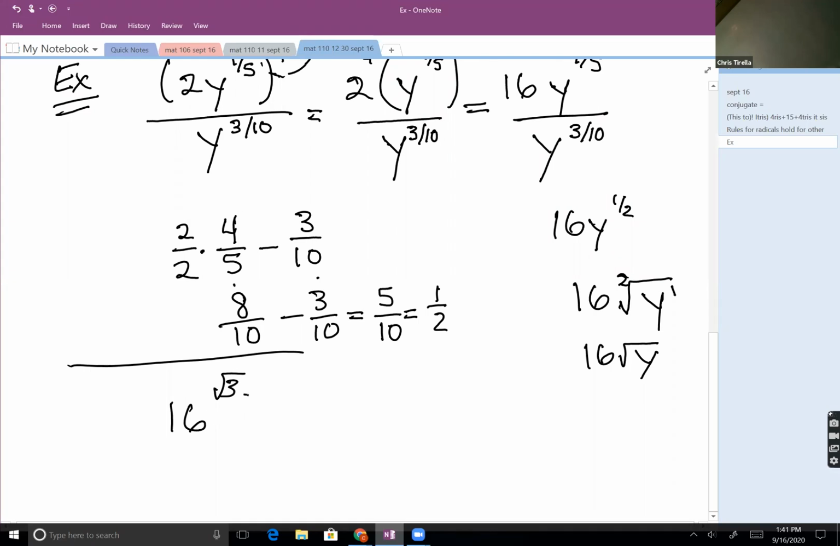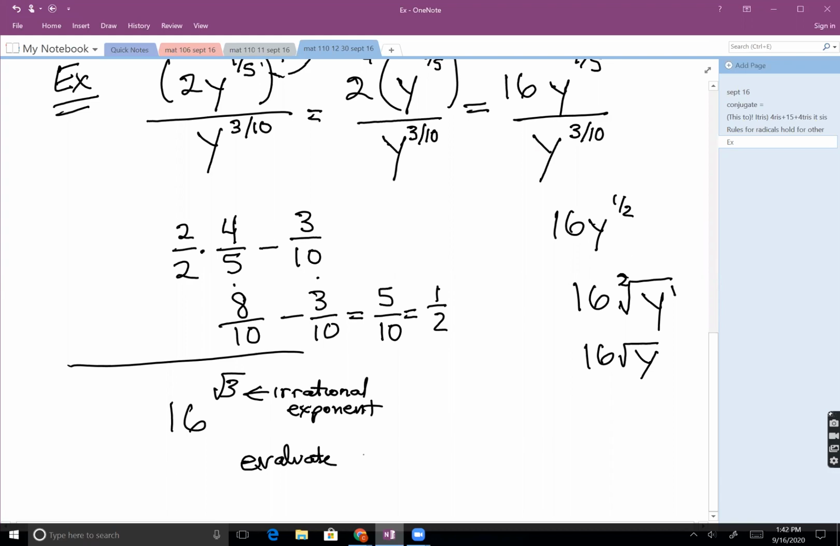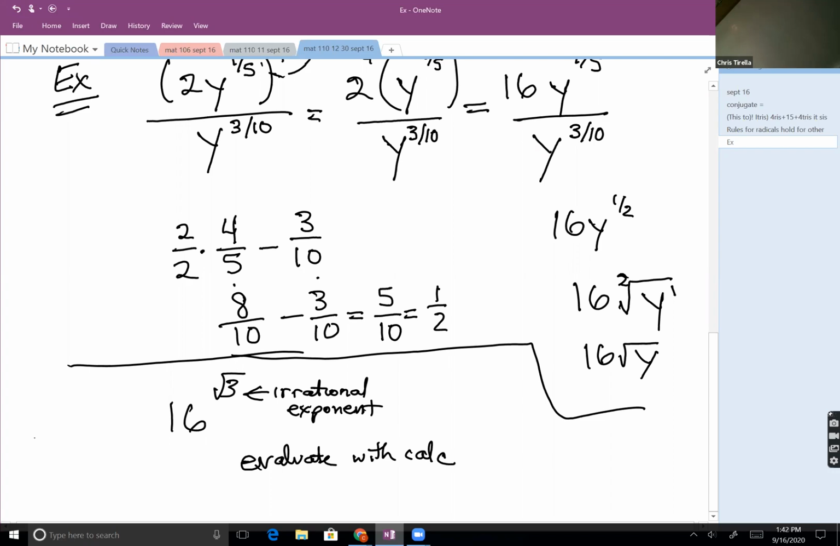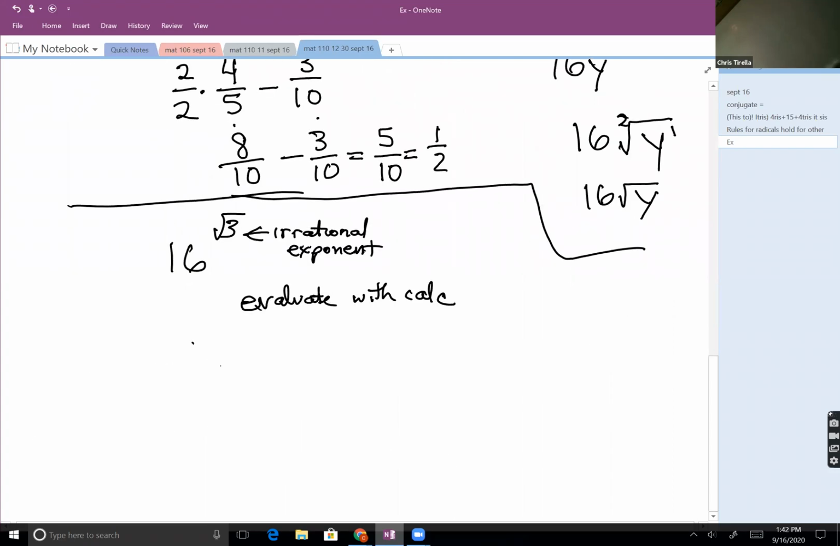But something like this, if I have an irrational exponent, that is going to exist. And the only way in which you're going to evaluate that is with a calculator. With a calculator, I would type that in as 16 raised to the square root of 3 power, and you'll get a decimal approximation.